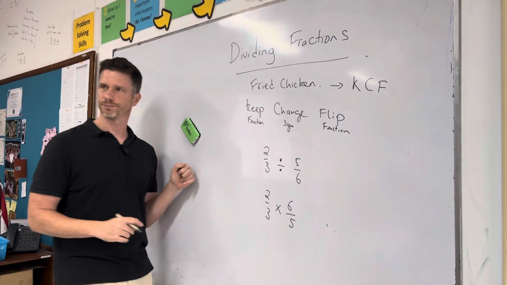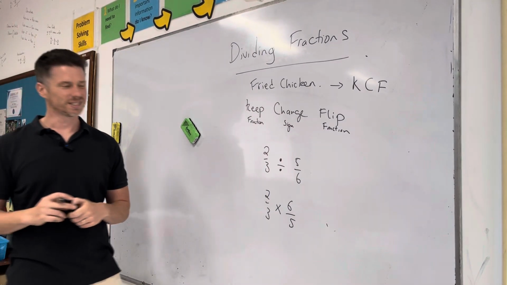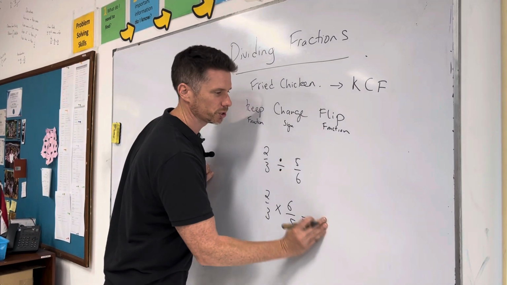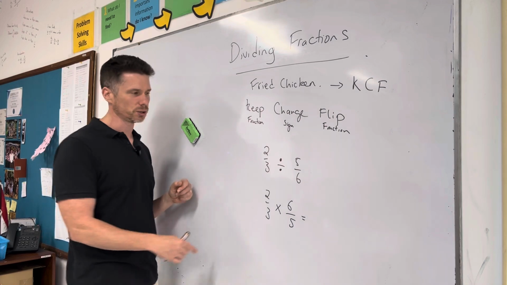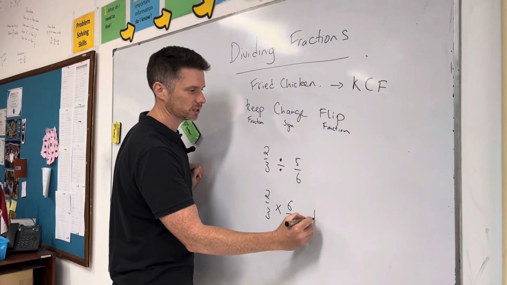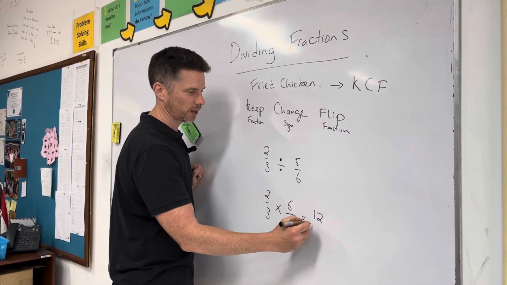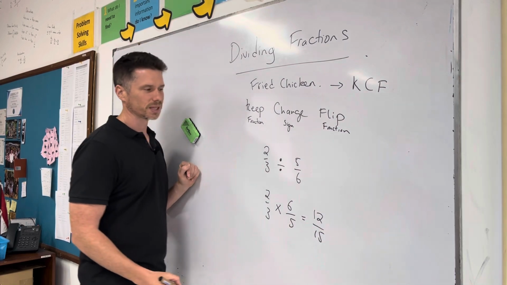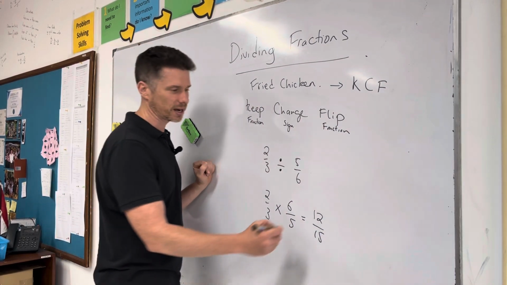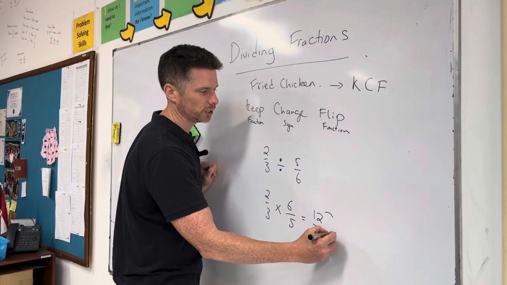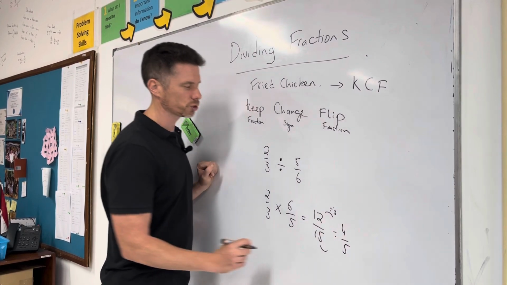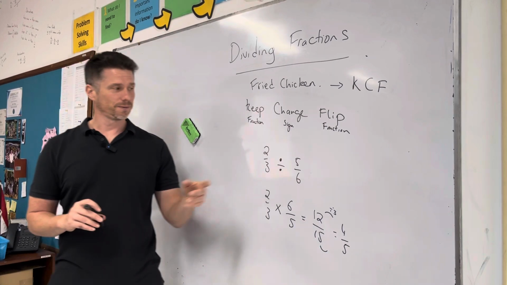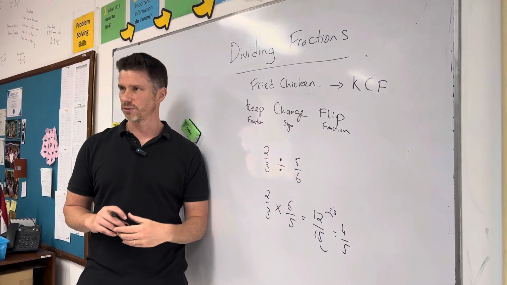Now what do I do? Times it. Because we just figured out multiplication was a super easy thing to do because I just go straight lines. 2 times 6 is 12. 3 times 5 is 15. If I can simplify, I can, as usual. Divide by 3, divide by 3, 4/5. So 5/6 fits into 2/3, 4/5 of a time.